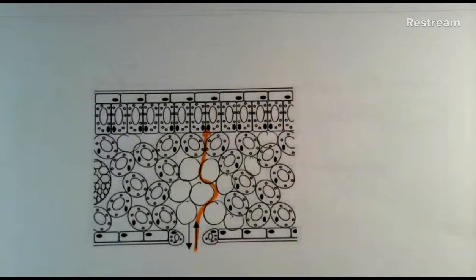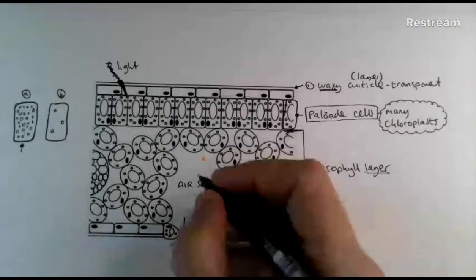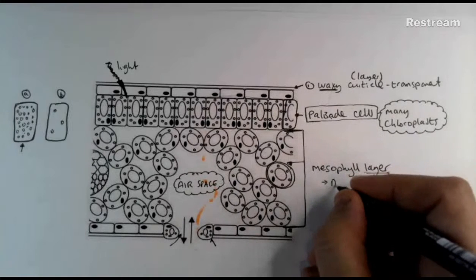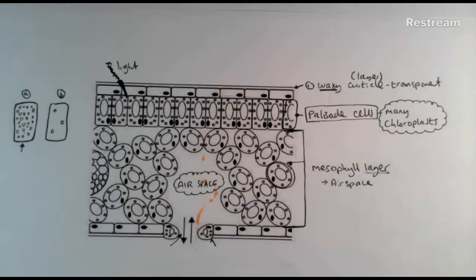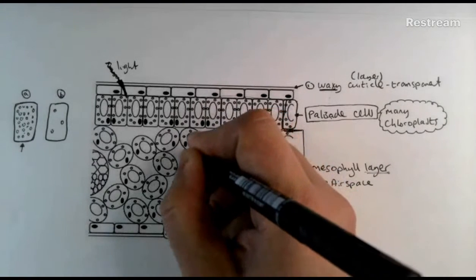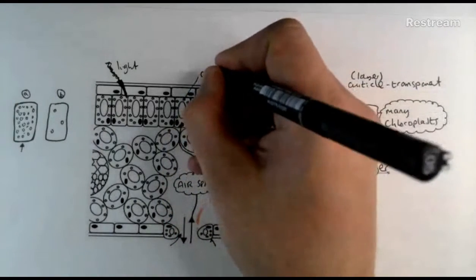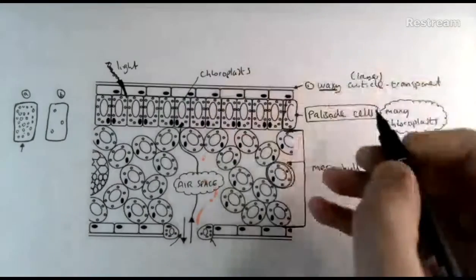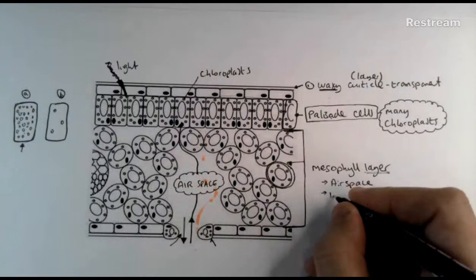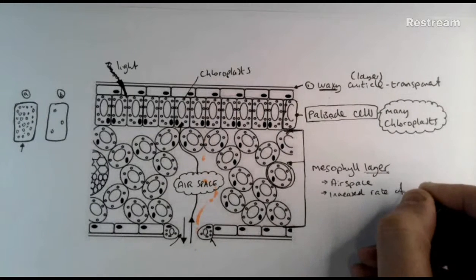So the mesophyll layer has got an airspace, and this is the adaptation of the mesophyll layer. It's got an airspace, which is really important. So gases can diffuse at a higher rate through the mesophyll layer to where they need to go, which is the chloroplasts in the palisade cells. So the airspace allows for an increased rate of diffusion.